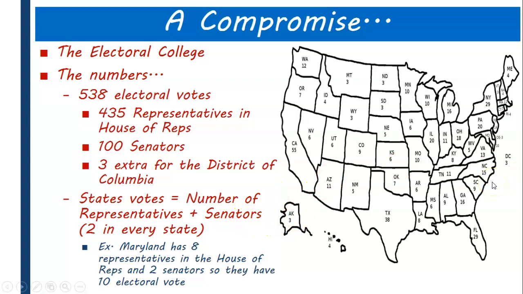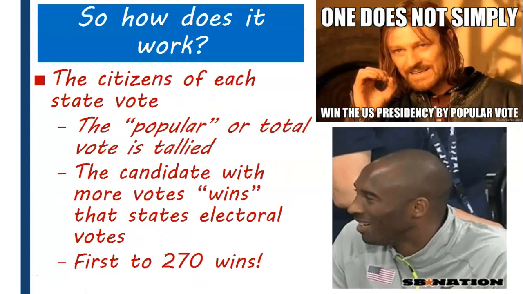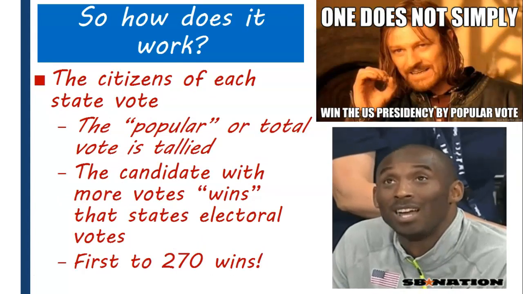Maryland, we are a smaller state by size, but densely populated, so we have a total of 10 electoral votes. And this is a quick map that you can look at to check out the different numbers for each state, but we're going to look at a few more as we go through this. So it works in that each citizen of every state votes for the candidate.